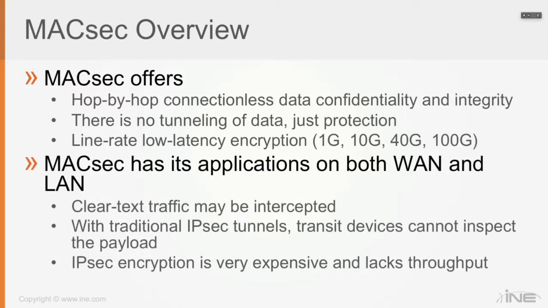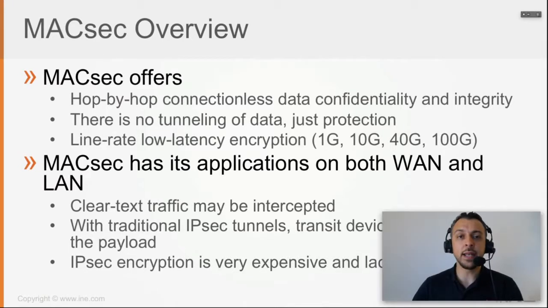Now, MACsec has its own applications on both WAN and LAN. Of course, the challenge being that on both WAN and LAN, clear text traffic may be intercepted. And the problem with IPsec tunnels is that transit devices cannot inspect the payload. Also, IPsec encryption is very expensive and lacks throughput. You're not going to find nowadays, it's very expensive to buy a device which performs IPsec encryption at 100 gig. And also it has latency. While MACsec was designed as a hardware accelerated feature, it's layer 2, so that it's line rate, low latency, and cheap.